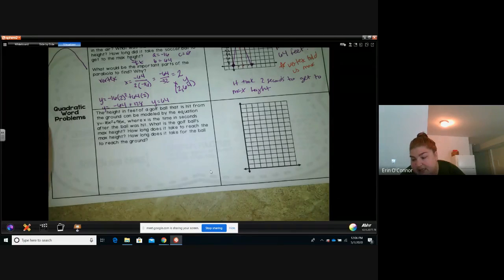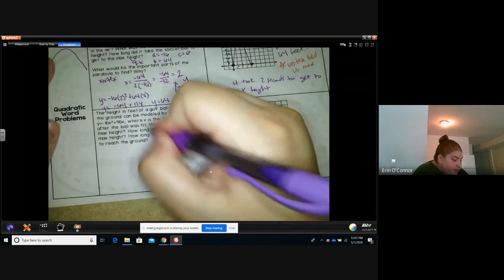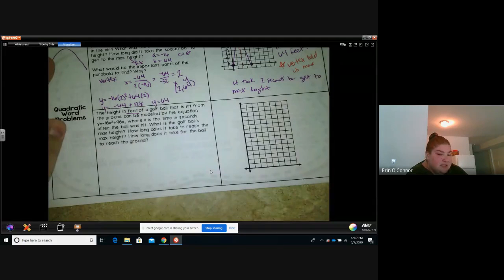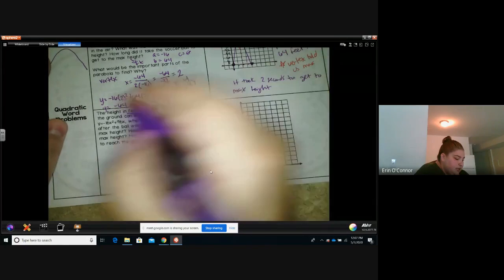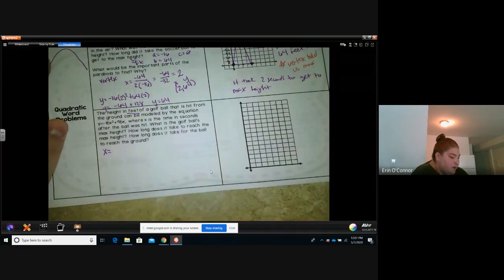What is the golf ball's max height? How long does it take to reach the max height? And how long does it take for the ball to reach the ground? Okay, so a couple of things we need to know here: it tells us that this is in feet, and we're going to be finding out the same answers as above. So let's start with finding the axis of symmetry. So x equals -b over 2a.